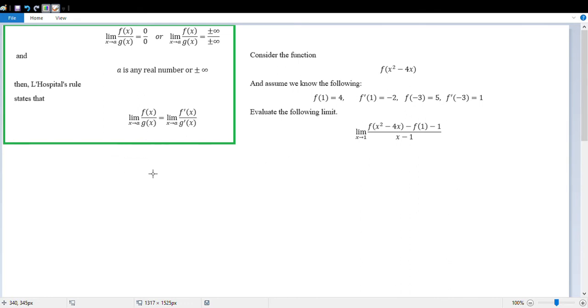And in order to use L'Hopital's, we're going to need to establish that L'Hopital's applies. So let's show that the limit as x approaches 1 of the numerator is one of our values that we need. And if the numerator is 0, we need the denominator to be 0. If the numerator is infinity, the denominator would have to be an infinity.